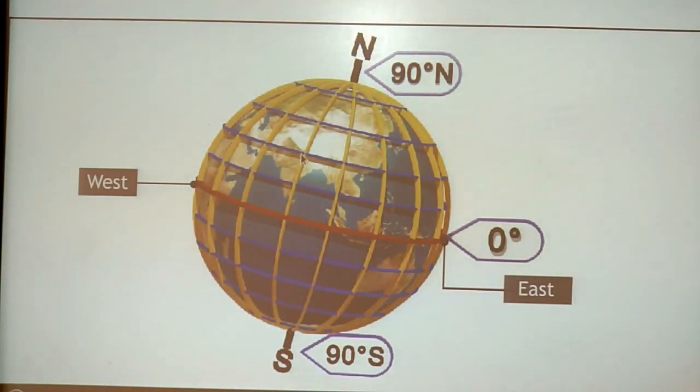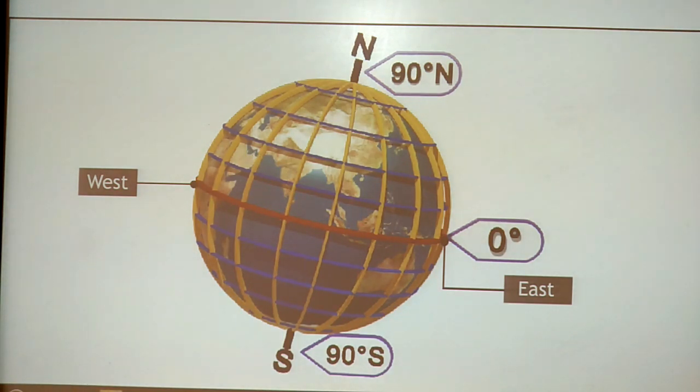Here in this picture you can understand that the east part of the prime meridian is the eastern hemisphere, and the west part will be the western hemisphere. That means the prime meridian divides the earth into the eastern hemisphere and the western hemisphere.